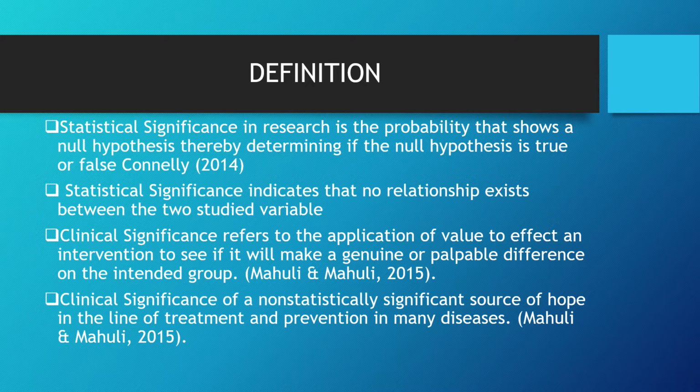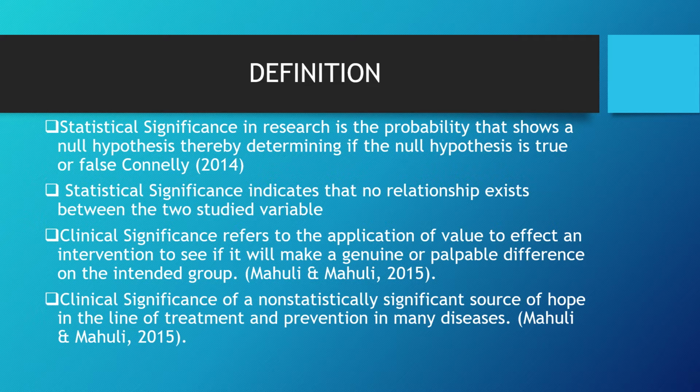Statistical significance in research is the probability that shows a null hypothesis, thereby determining if the null hypothesis is true or false. Statistical significance indicates that no relationship exists between the two studied variables, which means that a test is used to determine if the difference is one that might have occurred due to normal variation or if there is a likelihood of a relationship. Significance is implied in probability terms, with the letter P. Therefore, if the test is significant, there is a probability of a relationship.